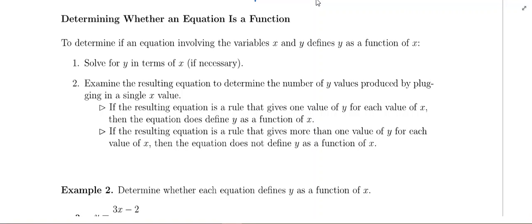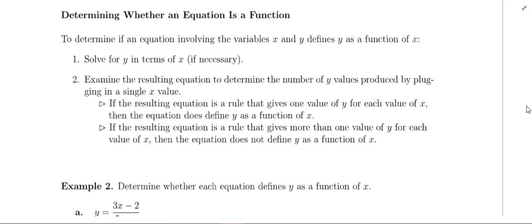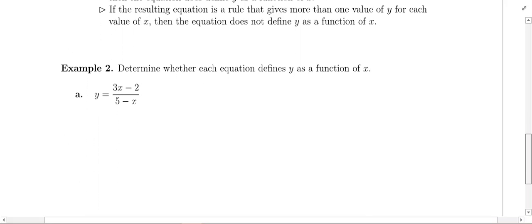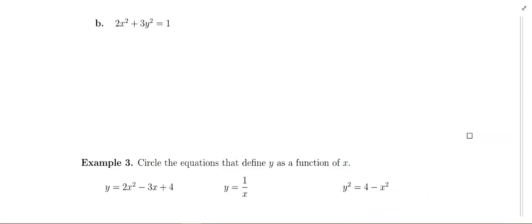The next type of relationship we are going to look at is an actual equation. So let's flip through example 2 here. If you scroll down, you can see that we are going to be given equations. In example 2a, the equation is y equals (3x minus 2) all over (5 minus x). And if you flip the page to example 2b, you will see 2x squared plus 3y squared equals 1 as our equation. And the question is going to be, given this equation, is it a function?